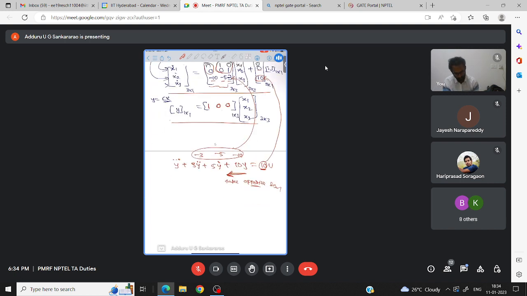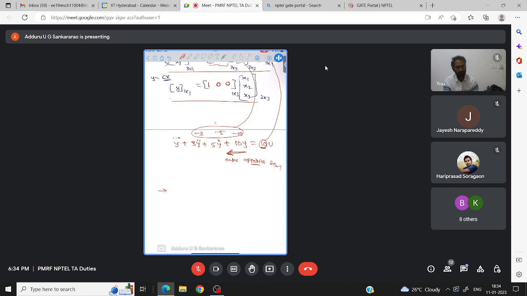Let me give you one more example. Using the shortcut, you just write it. This is the equation of y, a fourth order one: y fourth derivative plus 8y plus 9y equal to 2u.